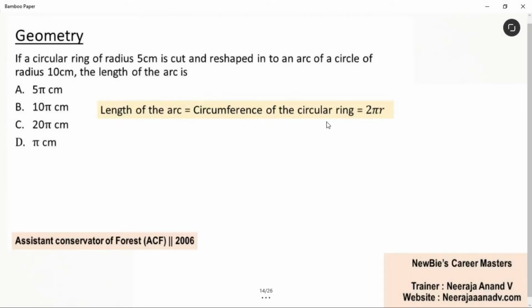Newbies, this is the formula for the circumference of the circle. Circumference of the circular ring, 2 pi r. Let's get the length of the arc now. 2 pi, we know the r value, that is 5 cm. 2 fives are 10. 10 pi is the answer for this question. Option B is the answer. This simple. Am I clear, everyone? We'll continue to solve the other questions.